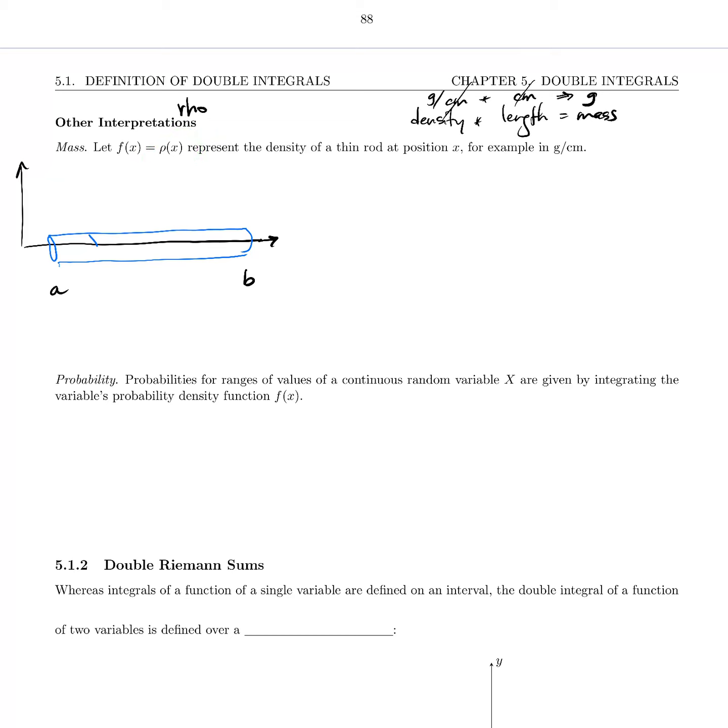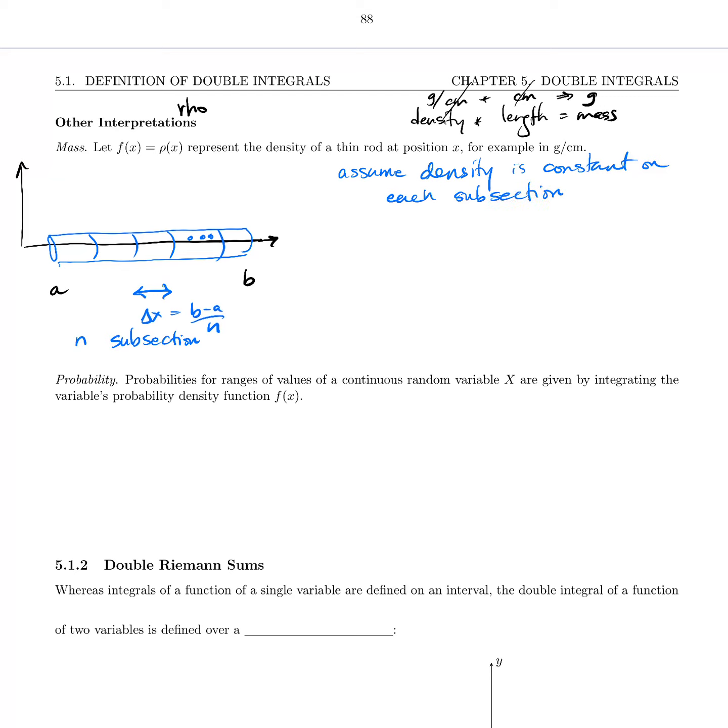Well, we're going to make the same kind of assumptions as with area. We're going to divide the rod into n subsections. And so the length of each subsection is going to be delta x, and it's going to be b minus a over n. And then we're going to assume, and this is the fundamental assumption, that the density is constant. So instead of height being constant, we're going to assume the density is constant on each subsection.